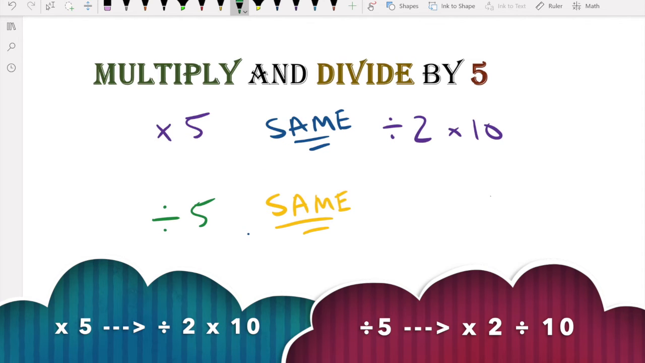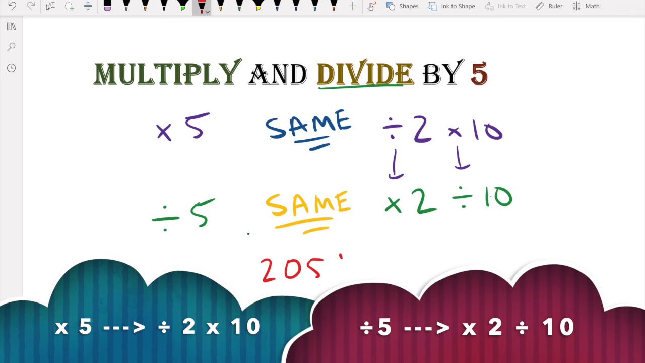So now let's take a look at division. When you divide by 5, because it's an inverse operation from multiplication, instead of dividing by 2, you multiply by 2. You double the number instead of halving the number, and then you divide by 10. So since it's inverse, you're inverting the operations there. Division becomes multiplication and vice versa. So let's try a pretty straightforward one, say 205 divided by 5. First step is you multiply this by 2, that's 410, and then you divide it by 10, and that equals 41.